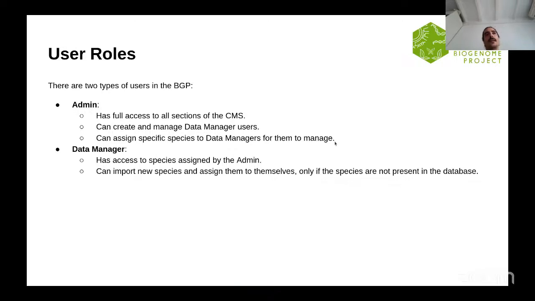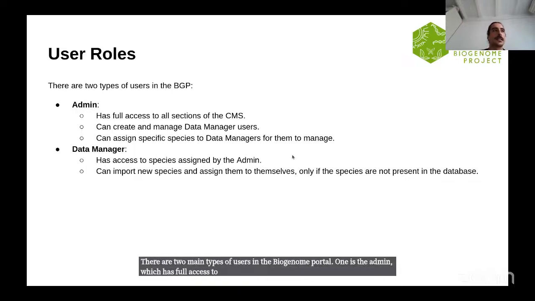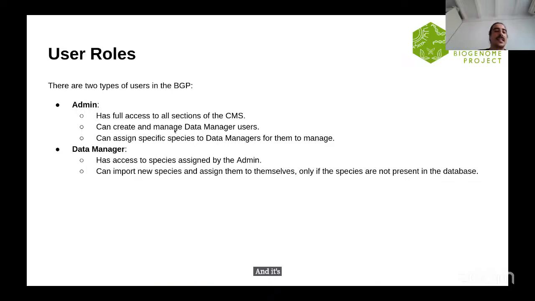To further control the collaboration between the researchers, there are two main types of users in the Biogenome portal. One is the admin, which has full access to all the CMS. It has all the CRUD actions enabled, and is also authorized to create and manage data manager users, and then can assign specific species to these data managers.